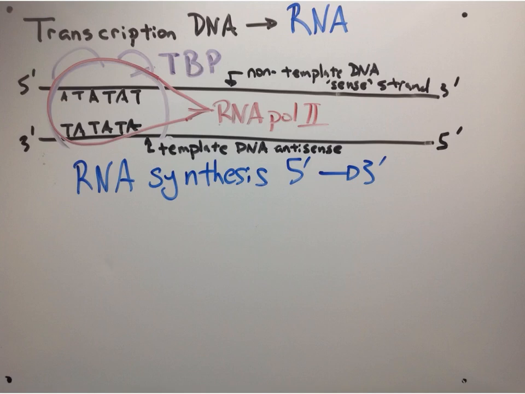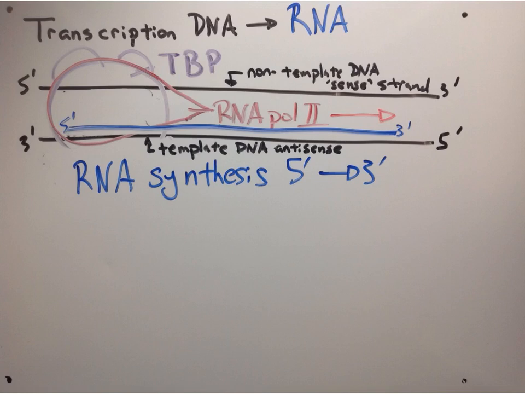Just like DNA synthesis, RNA synthesis occurs 5' to 3'. New RNA nucleotides are added to the 3' end of the growing RNA strand. Since the RNA is being synthesized 5' to 3', the DNA that's providing the information for building this RNA is being read 3' to 5'. So in this image, the bottom strand is the strand of DNA that's providing information to make the RNA. The bottom strand is called the template strand. It's sometimes also called the antisense strand.